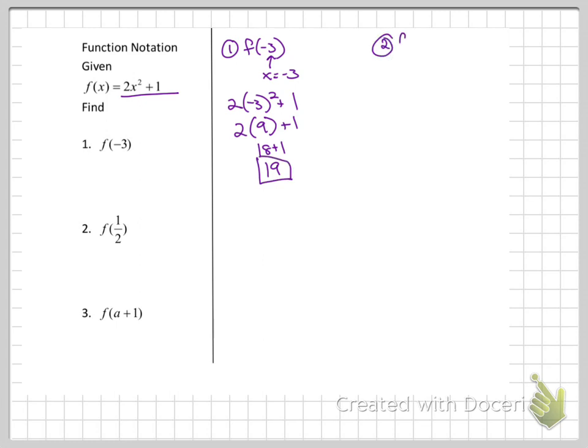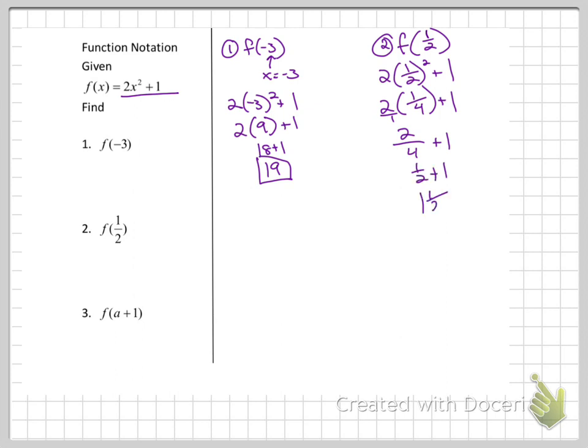2 says plug in a half, f of 1/2. No calculators, so plug it in. When you square first, you square the top, 1 squared is 1, and you square the bottom, 2 squared is 4. When you're multiplying fractions, you multiply the tops and multiply the bottoms. That's just 1/2. 1/2 plus 1 is 1.5, or 3 halves, however you want to write it. 1.5 is our answer.